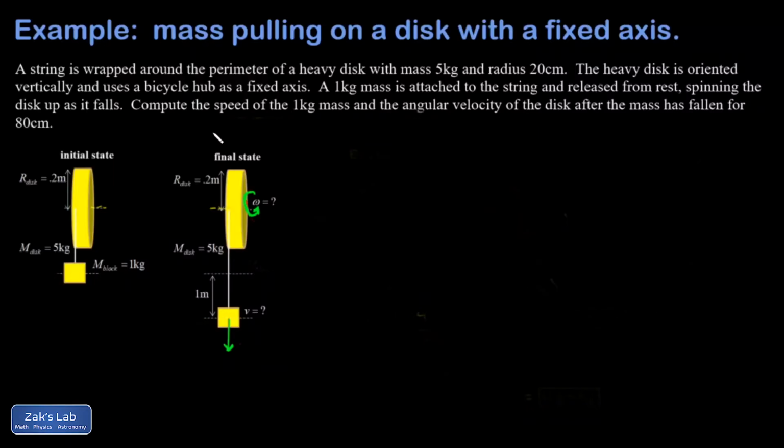Okay, this is a problem that I did in a previous video by using energy conservation, and I'll just post a link to that real quick. In the energy conservation approach, we looked at the drop in gravitational potential energy for the hanging block, and then we realized that that energy was pumped into the kinetic energy of the block and the rotational kinetic energy of the disk, and we were able to solve for the final speed and the final angular speed of the disk.